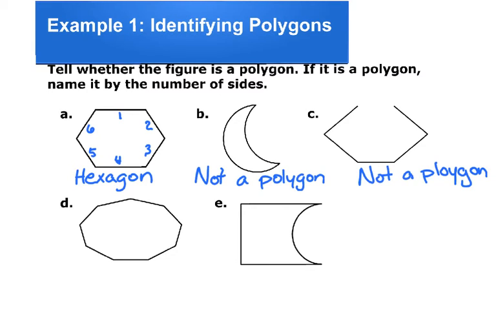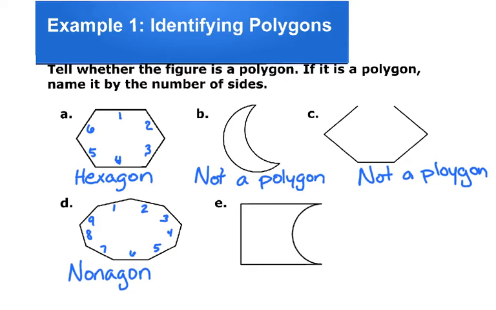Part D, we have a closed plane figure and it is made up of all segments, no curves in this one. So it is a polygon, and we're going to number the sides again to count how many we got. So 1, 2, 3, 4, 5, 6, 7, 8, 9. So 9-sided, that means it's a nonagon. And you'll have some more examples just like these in your homework, so pay attention to this.